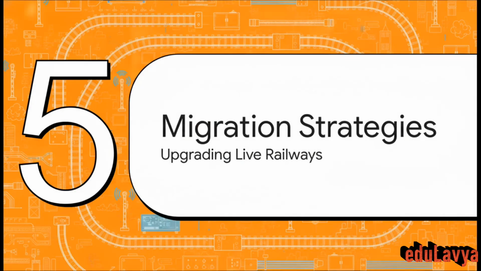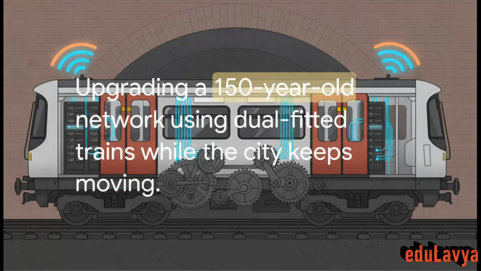Section 5. Real-world migration strategies. Upgrading live, functioning railways without shutting down a major city is, quite frankly, an absolute engineering nightmare. Just think about a legacy system like the London Underground for a second. You are dealing with 150-year-old infrastructure, ancient mechanical relays, and literally millions of daily passengers. You absolutely cannot just turn off the railway for 6 months to install a bunch of new Wi-Fi routers.